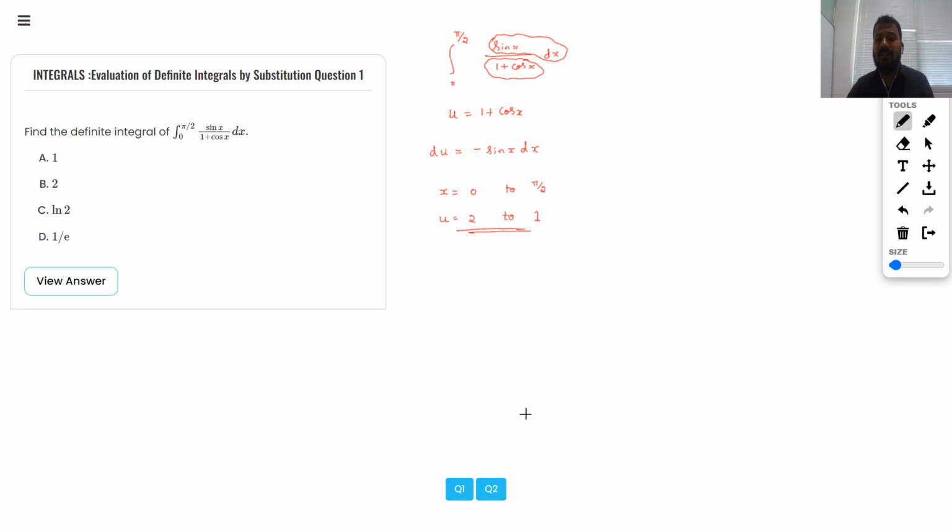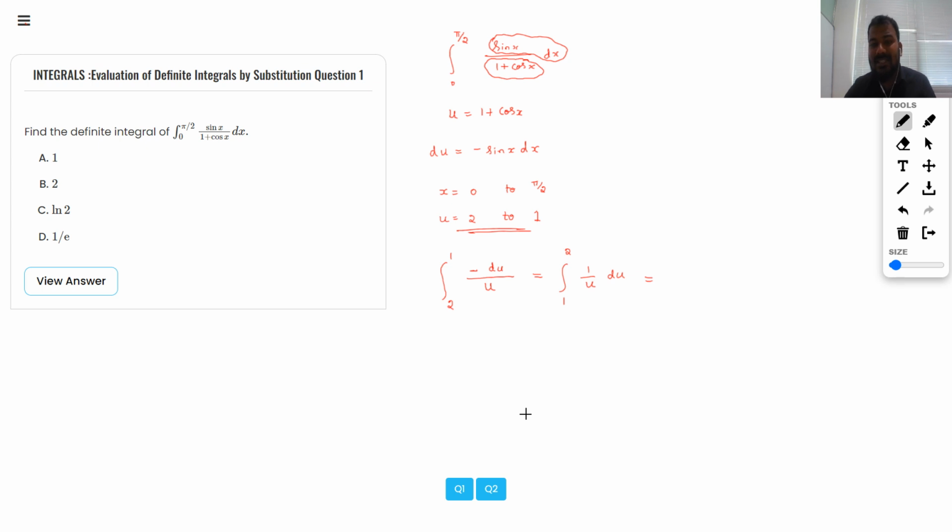Now I'll create a new integration by putting this into the original one. The limits 0 to pi by 2 become 2 to 1, and sin x dx is going to be negative du, over 1 plus cos x, which is u. Since we have a negative inside our integration, I can replace it by interchanging the limits. I can take it as 1 to 2 of 1 by u du, and 1 by u is a very simple standard integration, which is nothing but log u, or ln u.